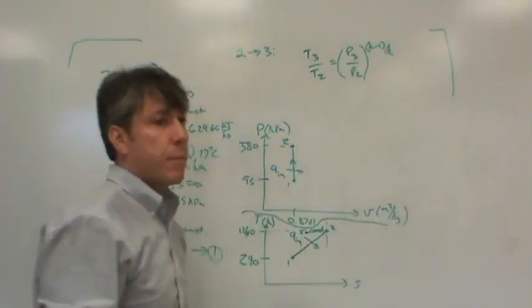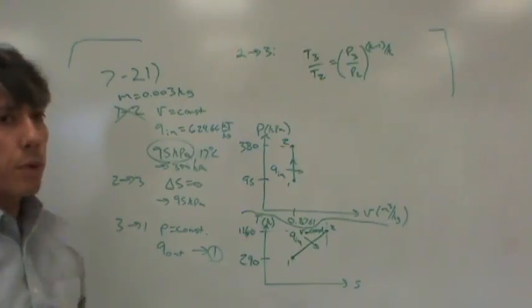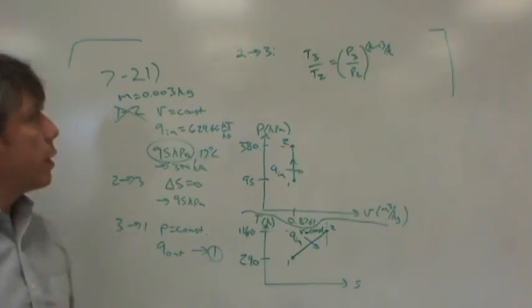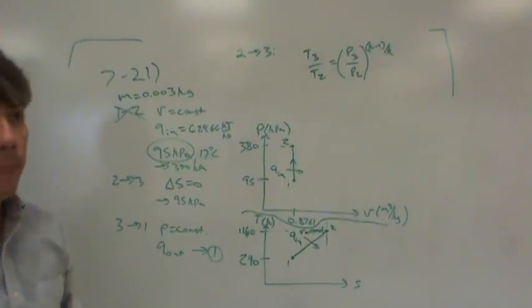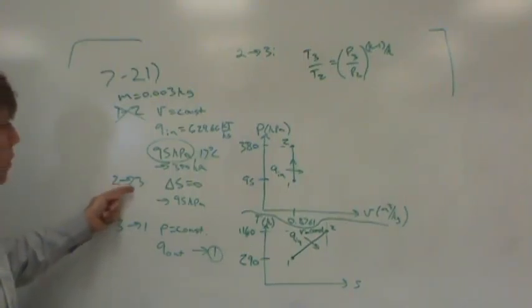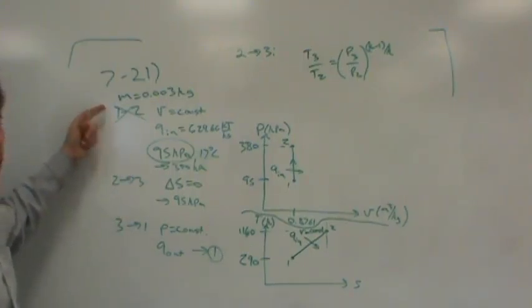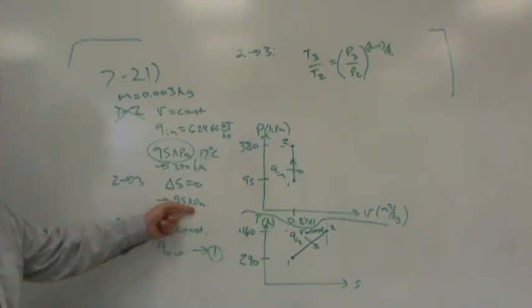Why would I choose that particular one? There's 2 others I could have chosen that involve the relationship between pressure and volume, or temperature and volume. Why would I choose this one? Volume is not necessarily constant. We don't know that. We're talking about the process from state 2 to state 3 now, not the constant volume process from state 1 to state 2. Why would I choose that one? Because we were told the final pressure. We were told that P3 is 95.